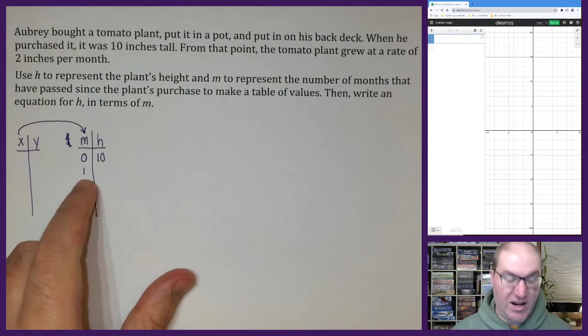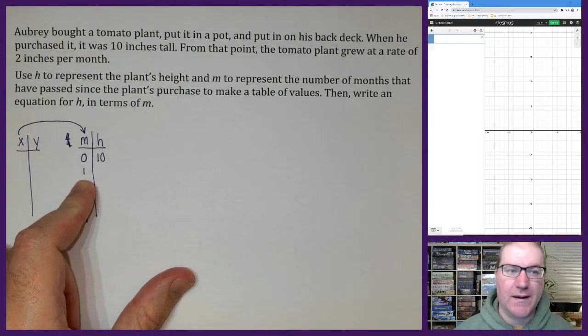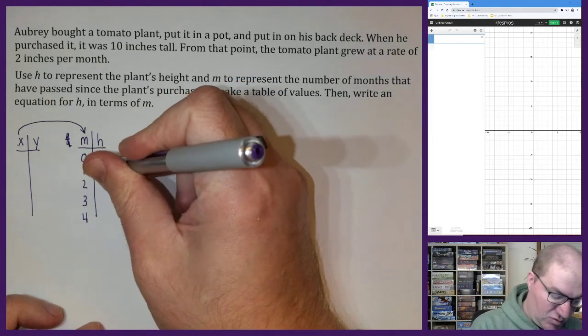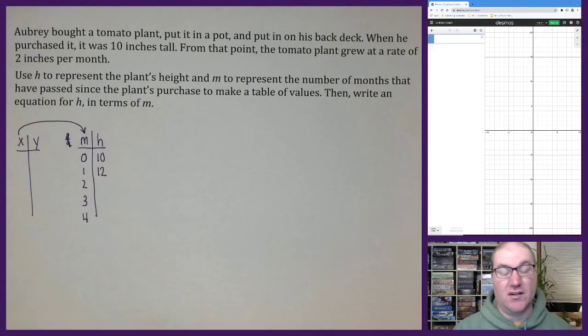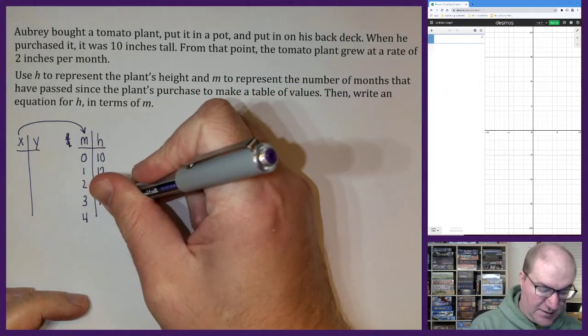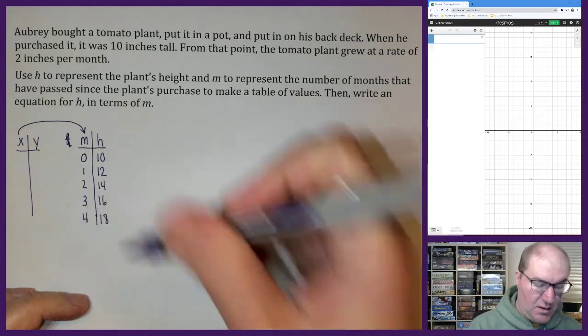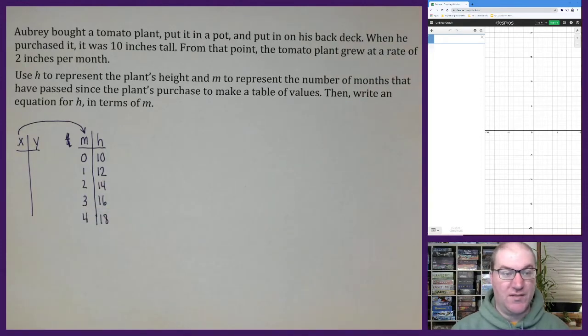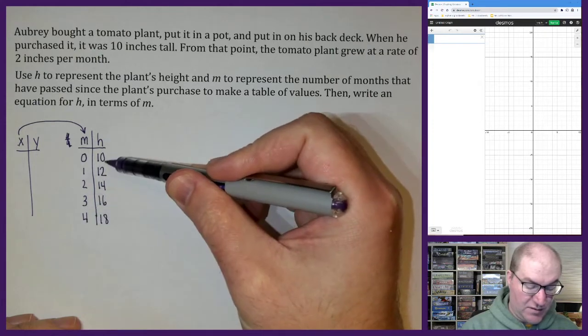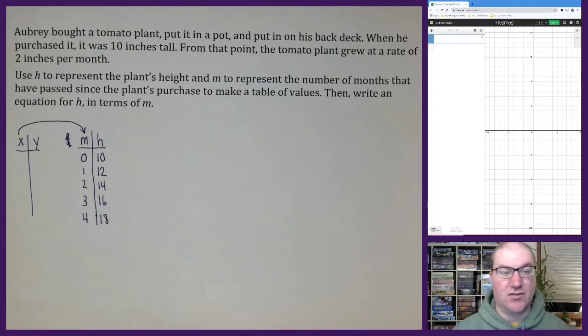Now, if we change M to 1, a month later, how many inches tall is this plant? It's going to be 12 inches tall because they told us it's growing at a rate of 2 inches per month. So to get the H column, all I have to do is keep adding 2. So that table of values represents this situation. As we increase the months, our height goes up by 2.